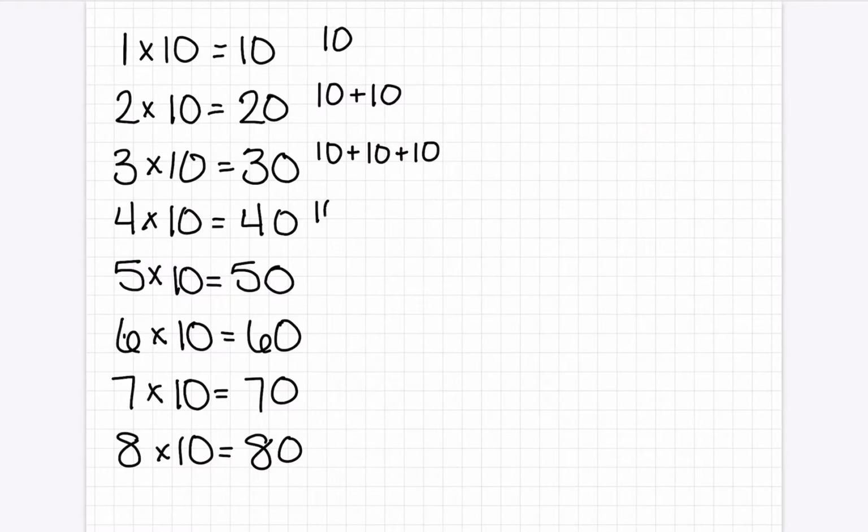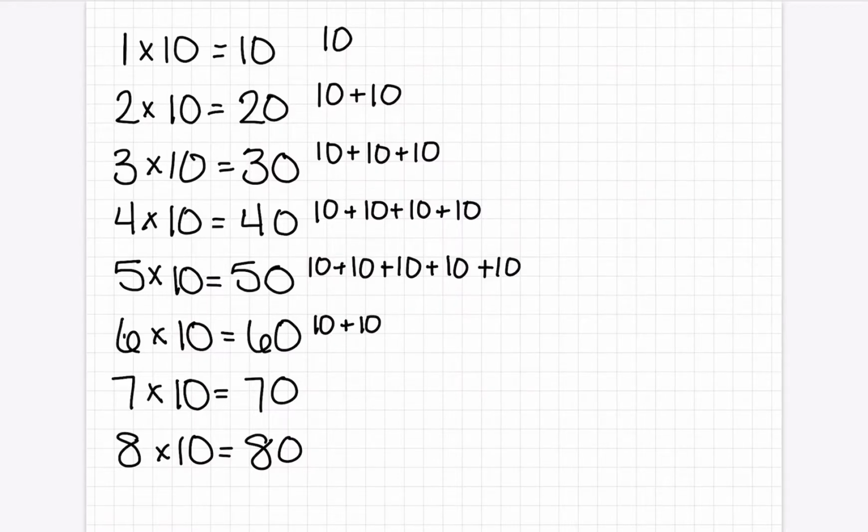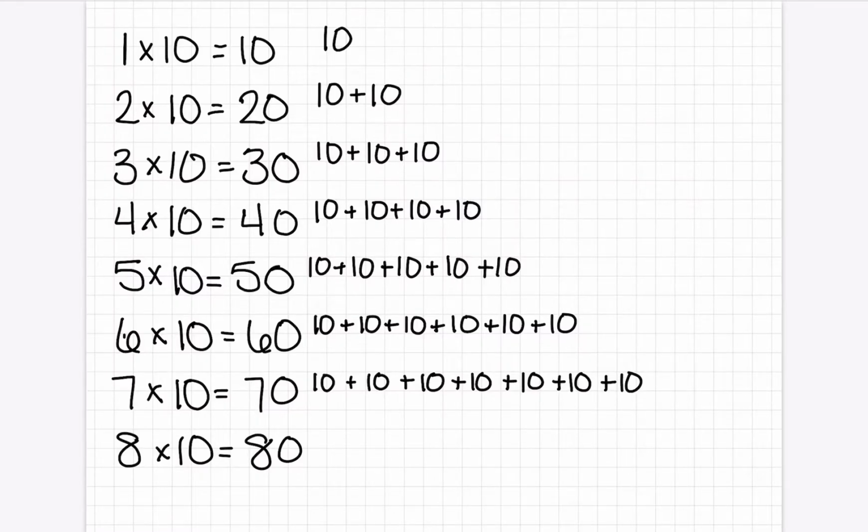Four groups of 10, 10 plus 10 plus 10 plus 10. We're getting longer here. Five groups of 10, 10 plus 10 plus 10 plus 10 plus 10. Six groups of 10, say it with me, 10 plus 10, plus 10, plus 10, plus 10, plus 10. Seven groups of 10, 10 plus 10, plus 10, plus 10, plus 10, plus 10, plus 10. I think that's seven. 1, 2, 3, 4, 5, 6, 7. Good. Eight groups of 10.